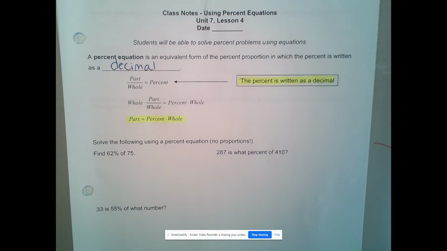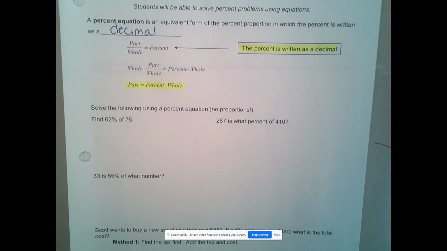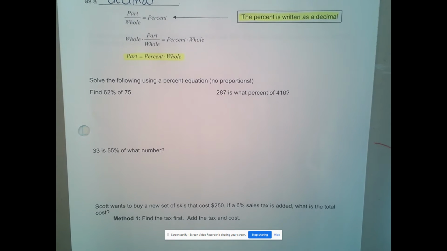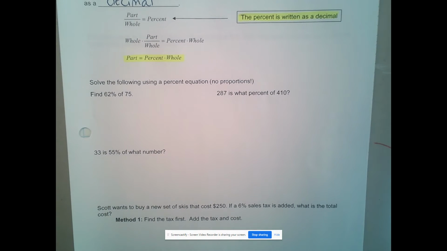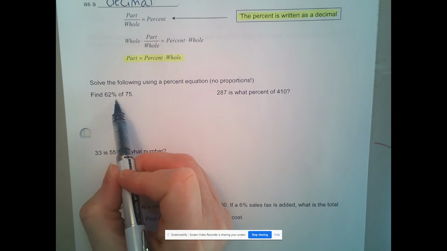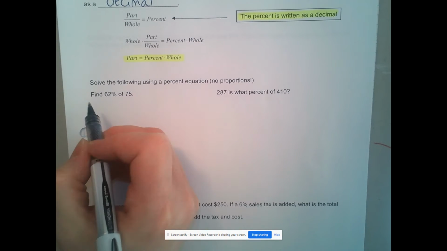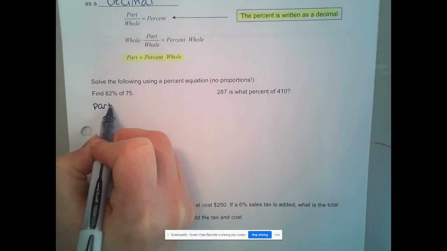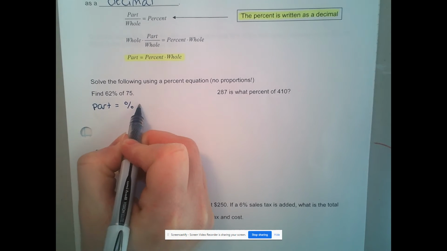So we're going to look at how to use this as an equation instead of looking like a proportion. It's the same idea. It's the same concept. The big deal is that you have to remember that the percent is always in decimal form. So the first one that we're going to do is find 62% of 75. Okay, so part equals the percent multiplied by the whole.